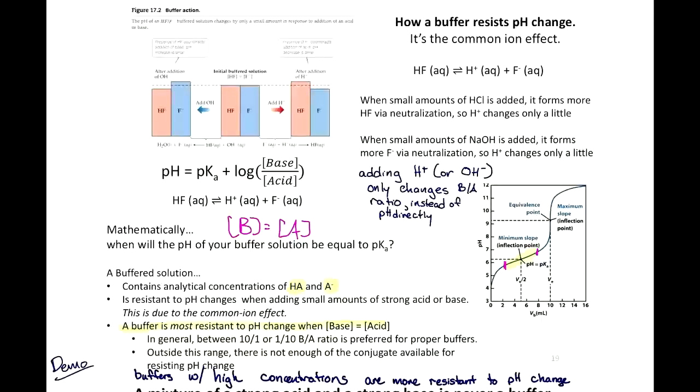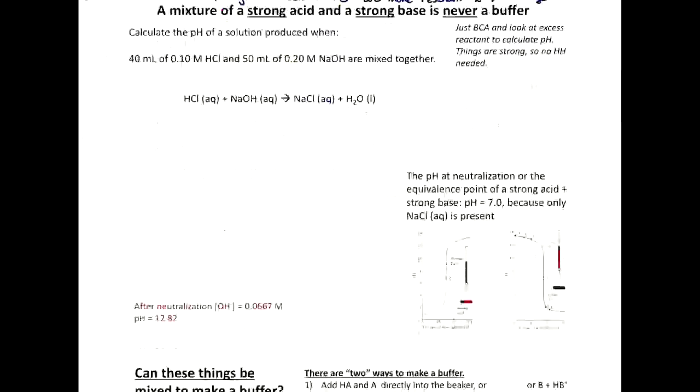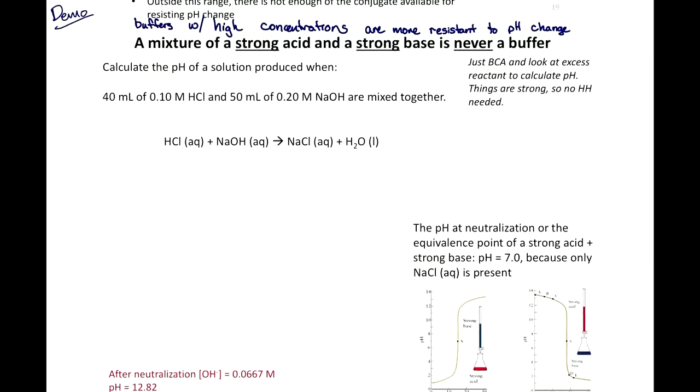Okay, all right, so there's buffers. With buffers, it's base to acid ratio, right? But you have to be looking for your weak acid and its conjugate base, or weak base and conjugate acid. So a mixture of a strong acid and strong base is never a buffer because there's nothing to put in the base to acid ratio.